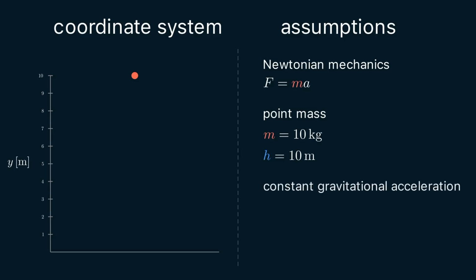We are on Earth, so we take the gravitational acceleration as g equals 9.81 meters per second squared. Yes, g varies slightly across Earth, but we'll treat it as constant. Oh, and we'll assume no air. Vacuum. That's a lot of restrictions, but if we don't start simple, it gets complicated fast.